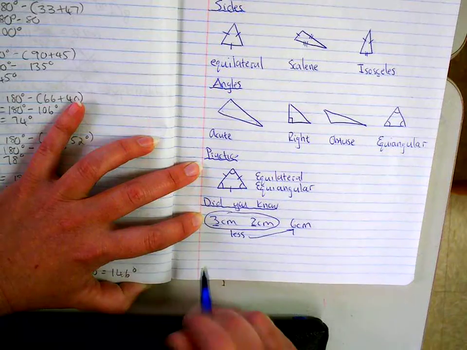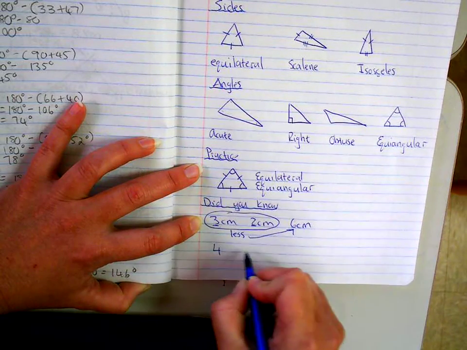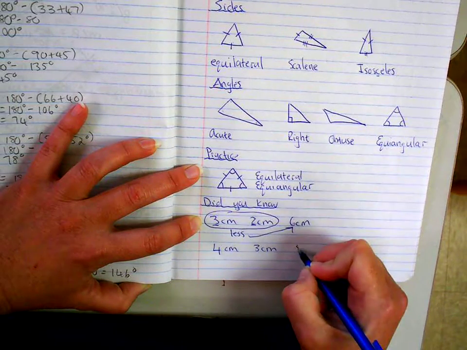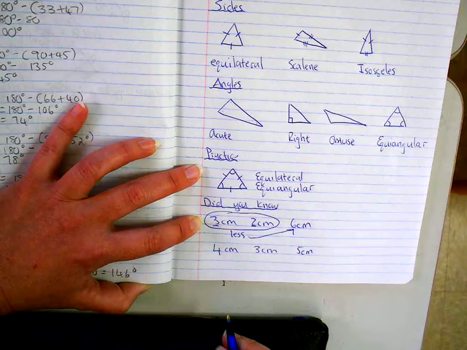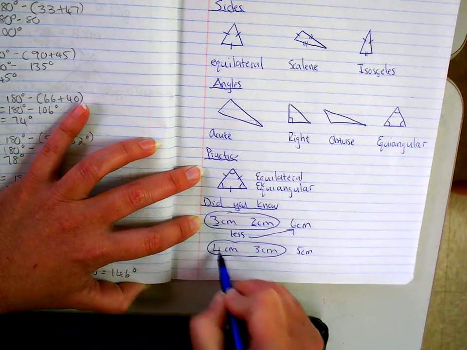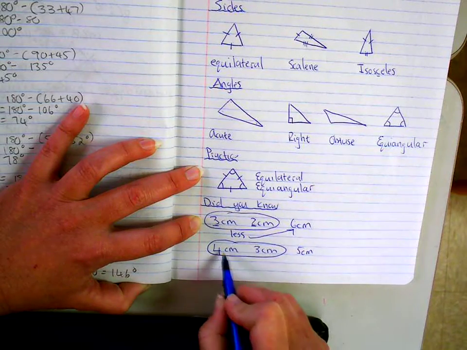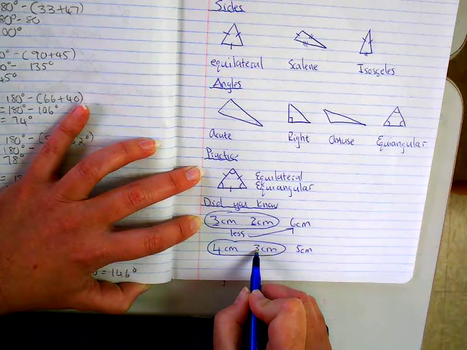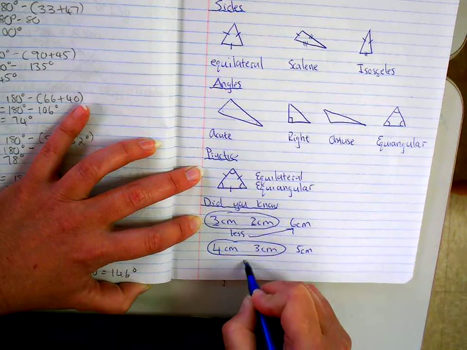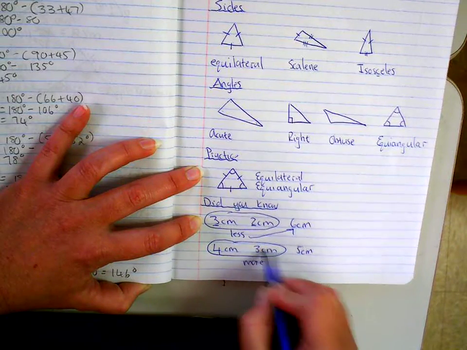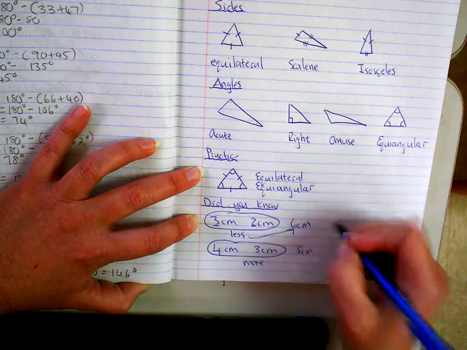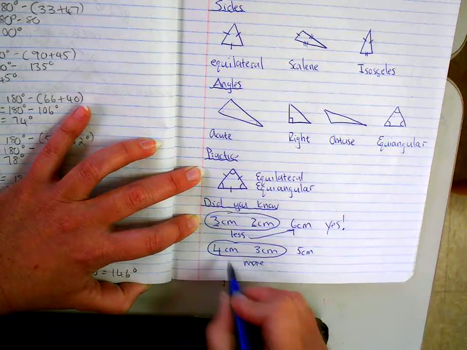Let's look at another one. Let's look at 4 centimeters, 3 centimeters, and 5 centimeters. Okay. Let's look at the two that are the least, which is 4 and 3. Let's add them up. 4 plus 3 is 7. 7 is more than the longest side. It's more. So could these three measurements make a triangle? No. This one could. This one couldn't.